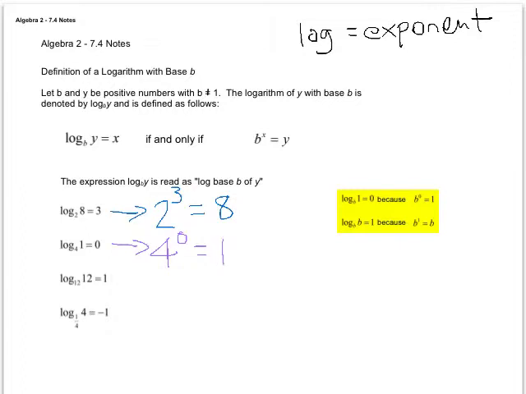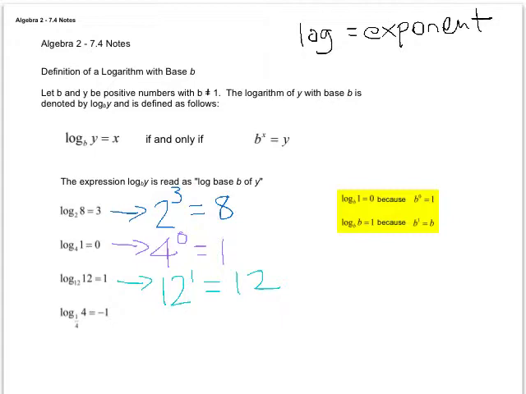Okay, what about this one down here? Log base 12 of 12 equals 1. So what does that look like? Well, my base is 12, and my log equals my exponent, and the number inside the log is 12. So these all work out really well.